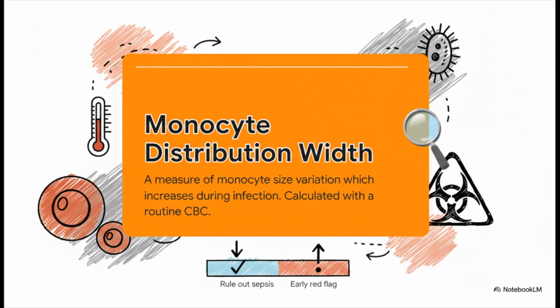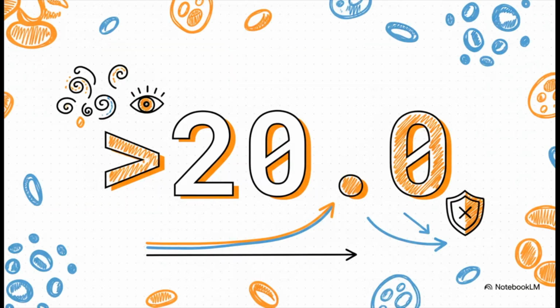And here is the absolute best part. It's calculated automatically with a routine CBC with differential. That means no extra tube of blood, no extra cost, and no hunting down the lab tech. It's just there. Okay, if you remember one single number from this whole explainer, make it this one: 20. Multiple big studies have shown that an MDW value greater than 20 is a powerful indicator for sepsis. That's your cutoff. That's your red flag.